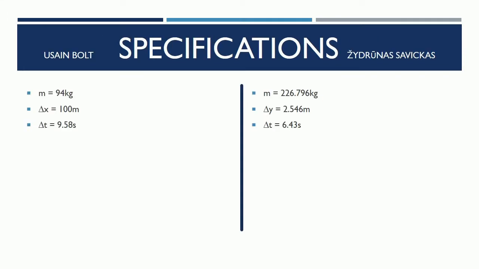Specifications. Usain Bolt's mass is 94 kilograms, the displacement is 100 meters, and the change of time is 9.58 seconds. The mass of the weights that Zydrunas Savickas lifts is 226.796 kilograms. He lifts them 2.546 meters high, in 6.43 seconds.